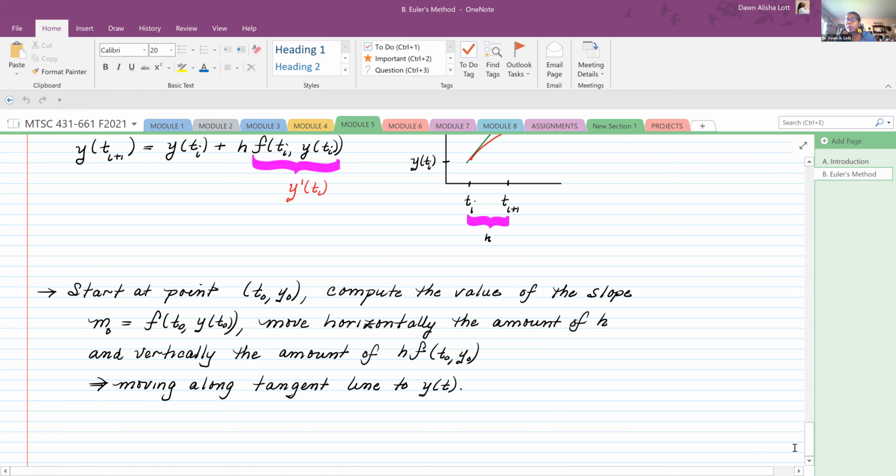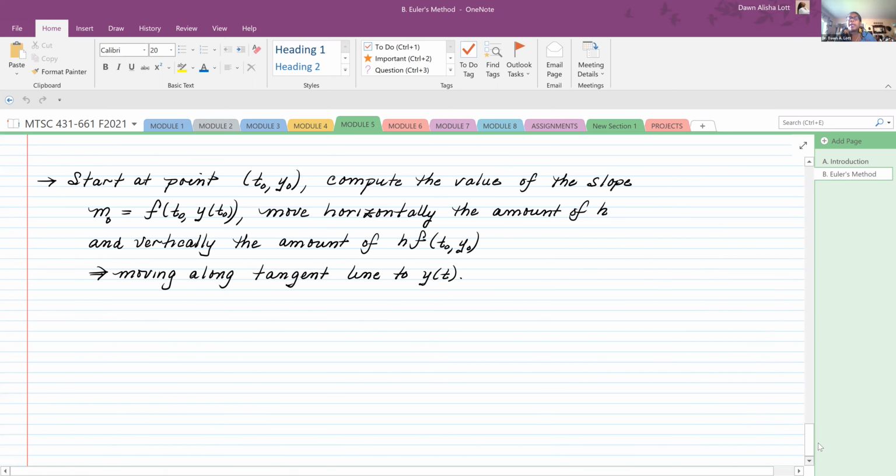So where we are now, okay, so here's my example. This one is a separable differential equation. So we have y prime, which is dy/dt, equal to negative t over y. Okay, and I tell you that y at 0 is equal to 1.